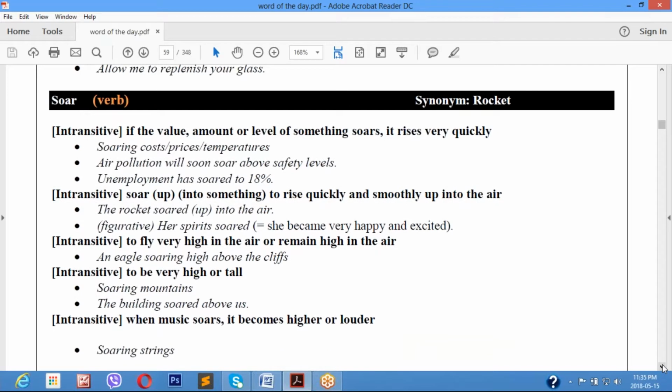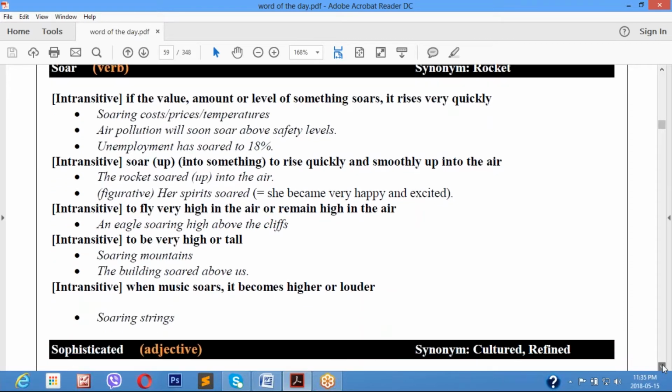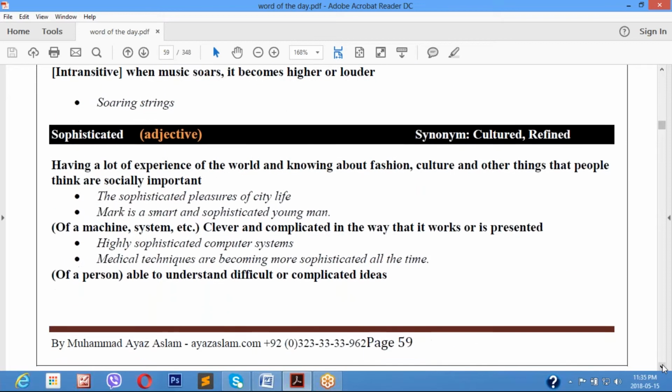ऊंचा, बुलंदी के ऊपर हवा में रहना. To be very high or tall, soaring mountains, soaring high above the cliffs. The building soared above us. एक तो ज्यादा होना, ज्यादा की मीनिंग में, और दूसरा बहुत बुलंदी के अंदर होना. वर्ब है ये वर्ड, बहुत अच्छा वर्ड है, you can use it.